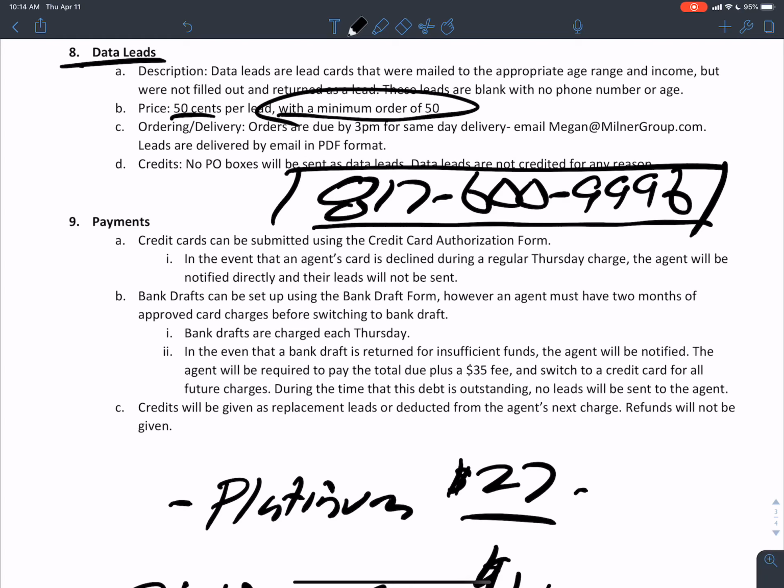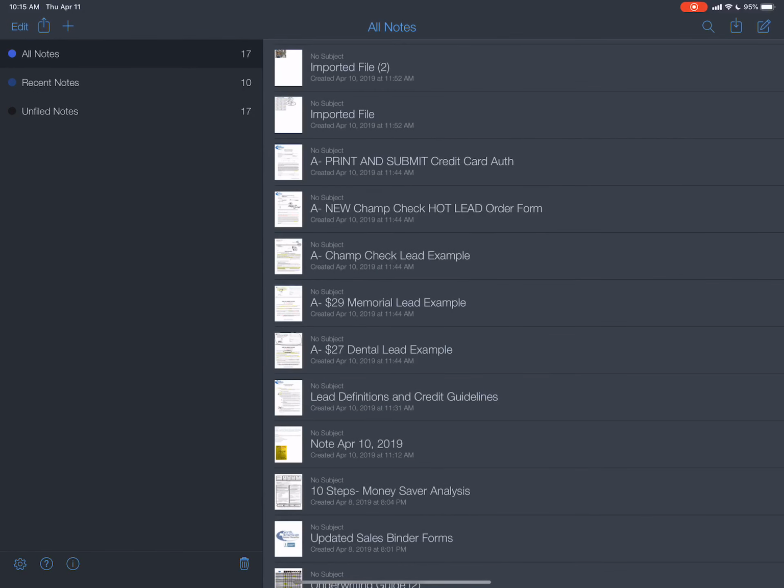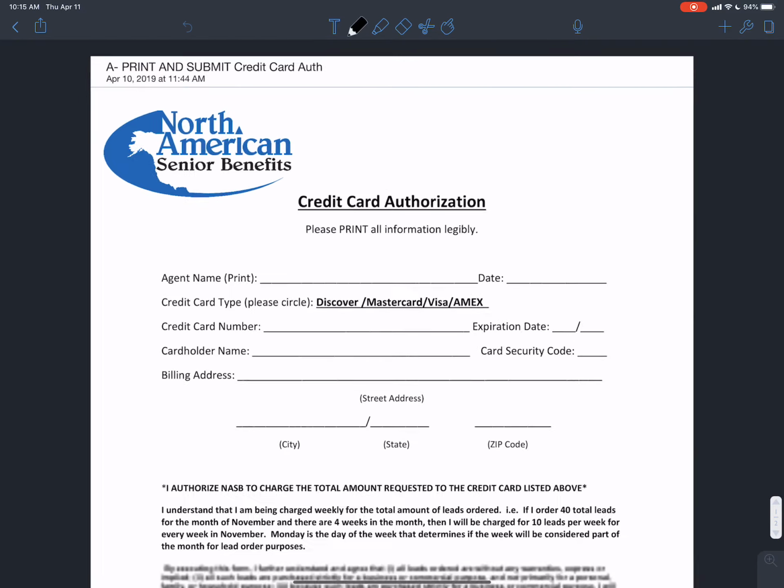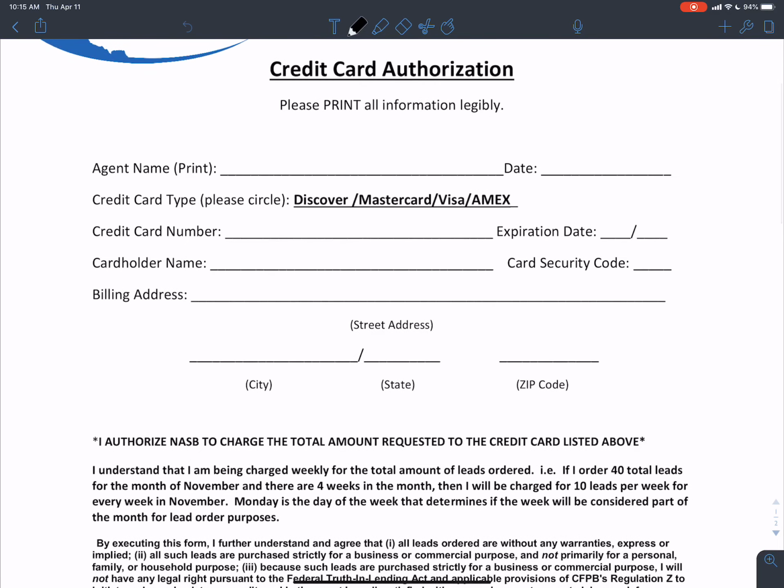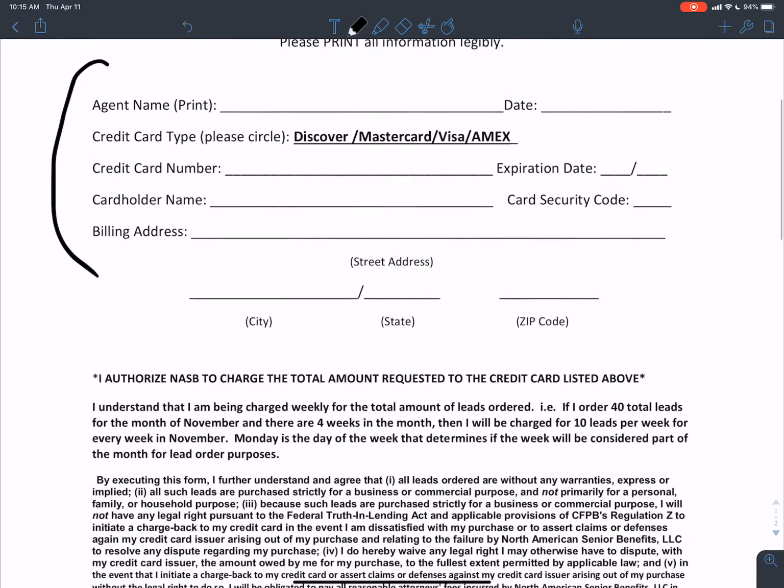And you have to be on the conference call doing everything right. Payments, credit card authorization forms. Pretty simple. You have to submit this authorization form. It looks just like this. This will come in your initial emails that you get from Jessica. But it's self-explanatory, fill it out.